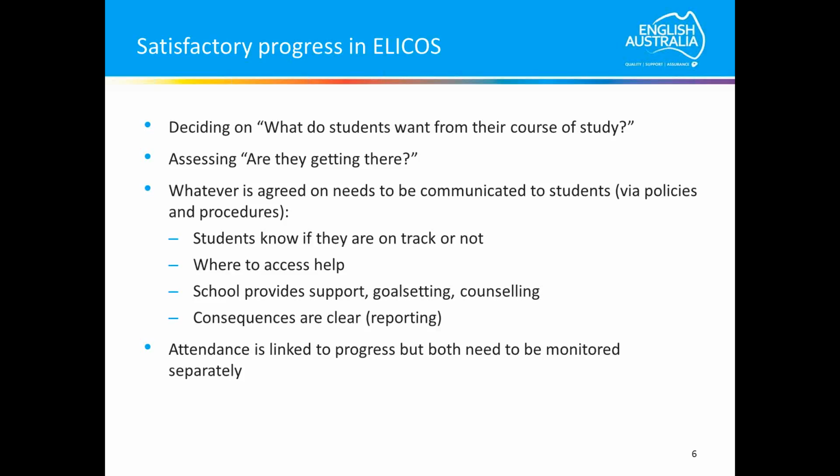Students need to know if they're on track or not. They need to know where they can access help. The school needs to be providing the support, and this could be in terms of the DOS sitting down with the student and setting goals for the student. It could be a teacher doing this in the classroom. You might want to enroll your student services personnel in counseling, and deciding if the student has any other issues that need to be addressed that are affecting performance in the classroom. It also needs to be very clear what the consequences are if this agreed level of progress is not achieved in that agreed amount of time. So these need to be clear in your policies and procedures.